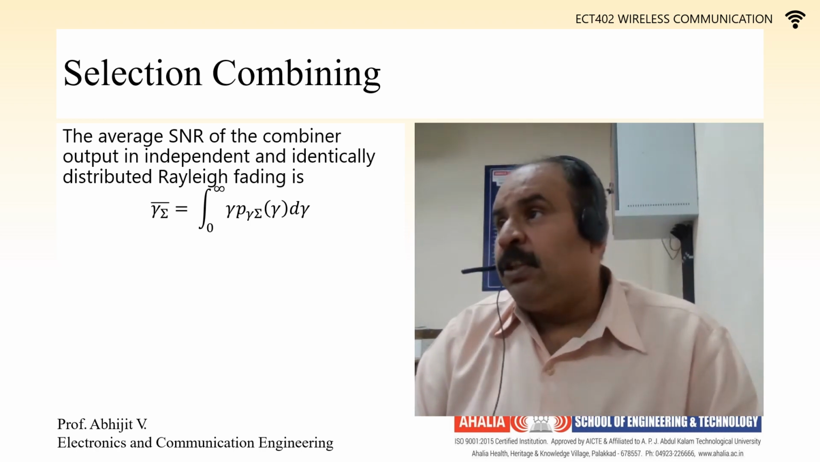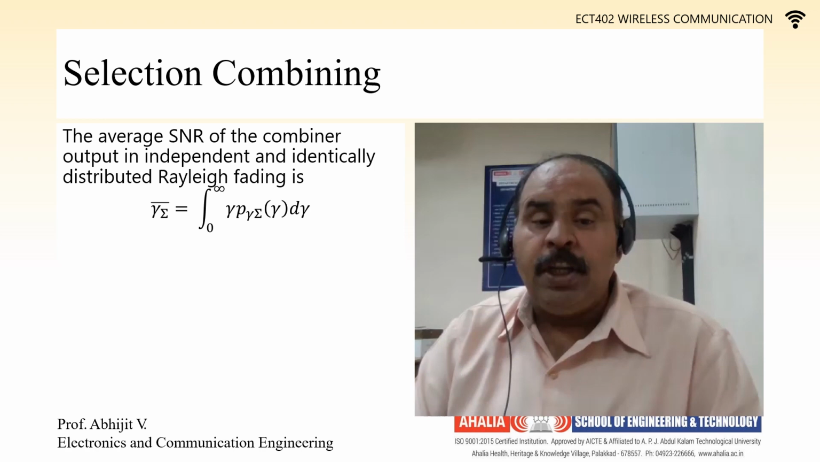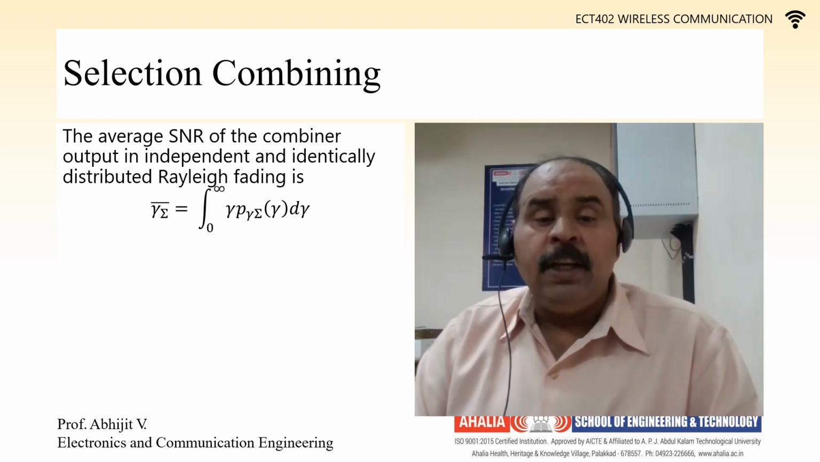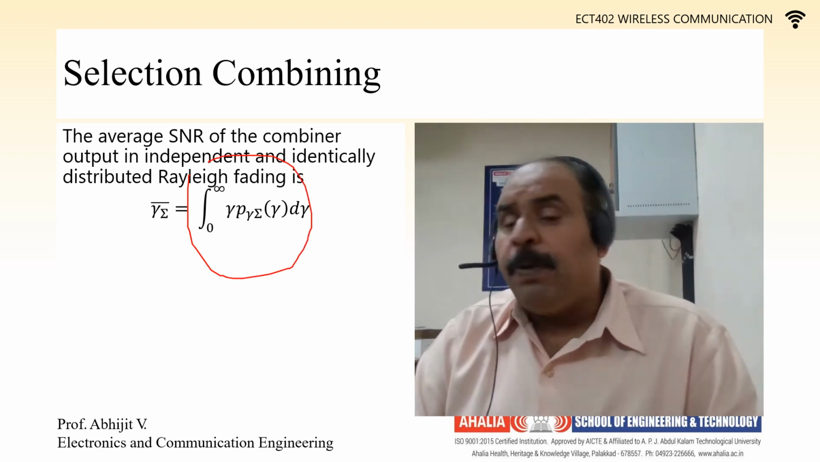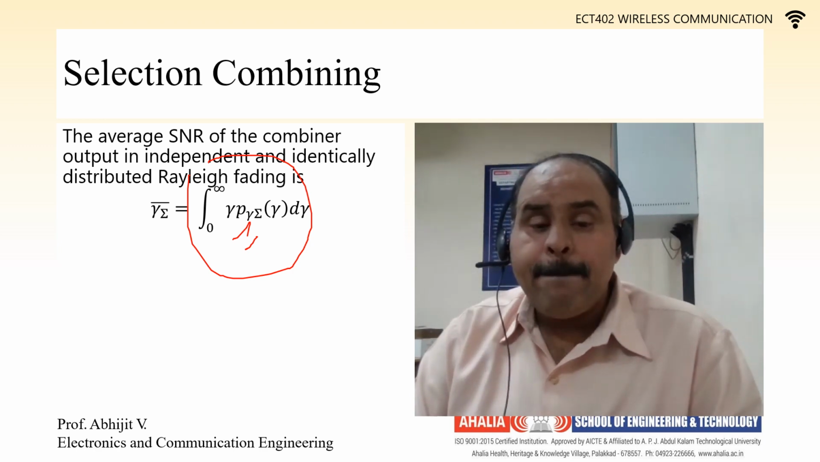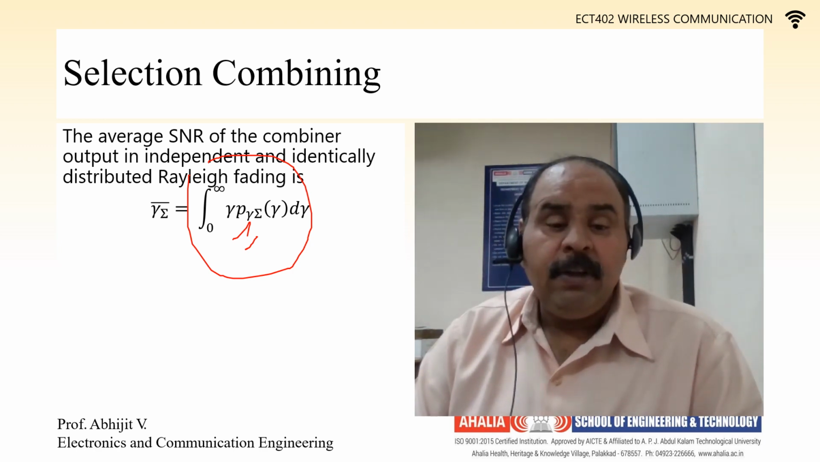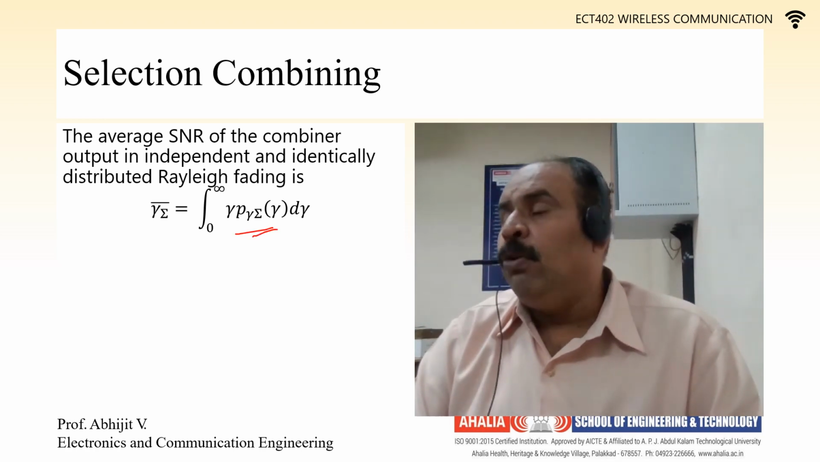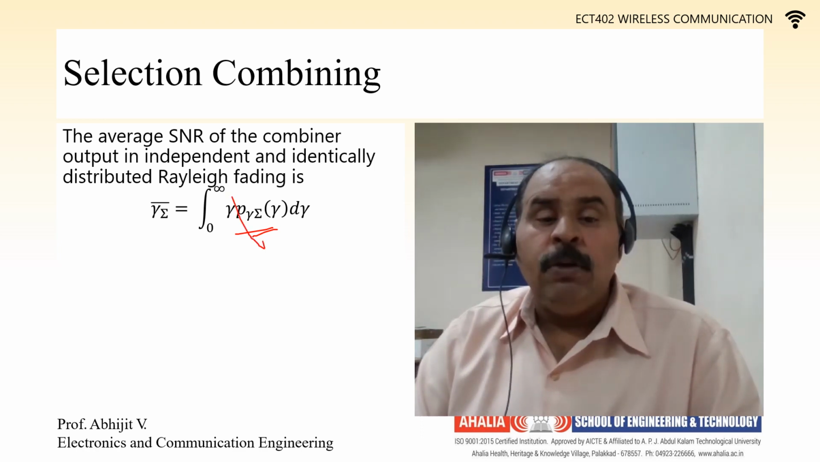The average signal to noise ratio of the combiner output in i.i.d. Rayleigh fading is the integral of gamma times p of gamma sigma of gamma d gamma. Just now we have found out this value. We are going to substitute this value in this equation.